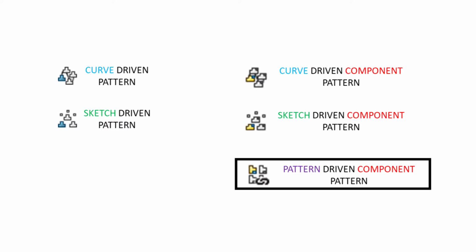Lastly, we have the pattern-driven component pattern. This feature uses an existing pattern to pattern components. This existing pattern can be at a component level or at the assembly level. When the underlying pattern is modified, the pattern-driven component pattern changes accordingly.